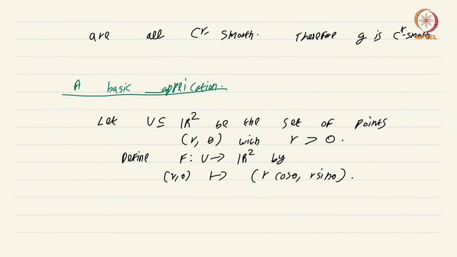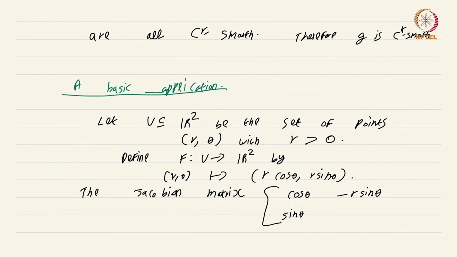The Jacobian matrix, a simple calculation will tell you that this is nothing but cos theta, minus r sin theta, then sin theta, r cos theta. Okay, and the determinant will just be r into cos squared theta plus sin squared theta, which is equal to r, which is greater than 0. So the Jacobian determinant is going to be greater than 0 at all points (r, theta).